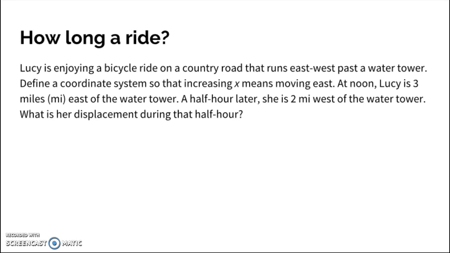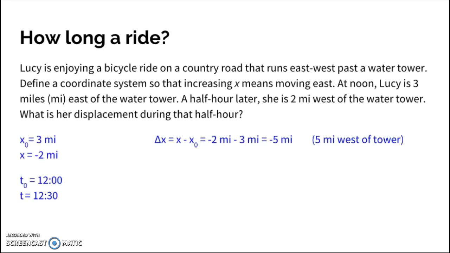So at noon, Lucy is 3 miles east of the water tower. Half an hour later, she is 2 miles west of the water tower. What is her displacement during this half hour?